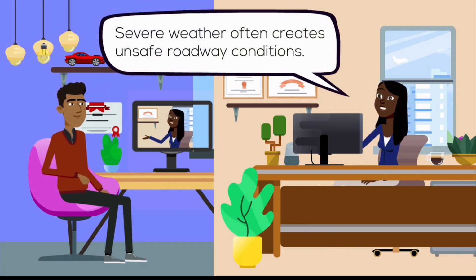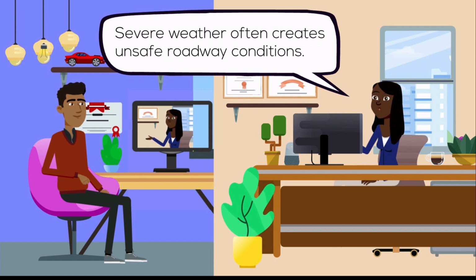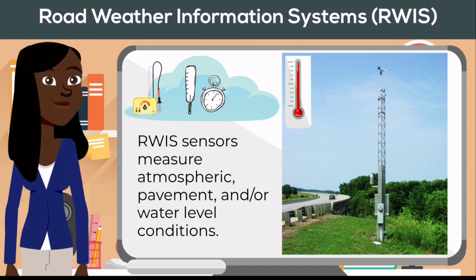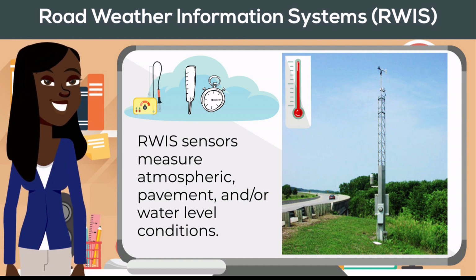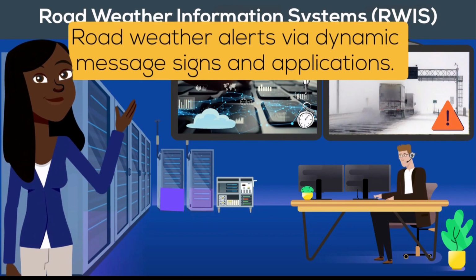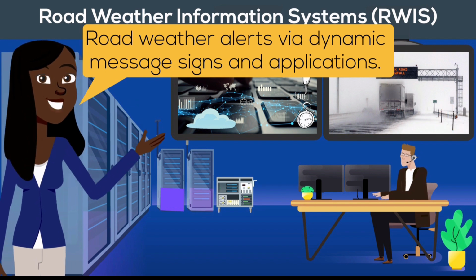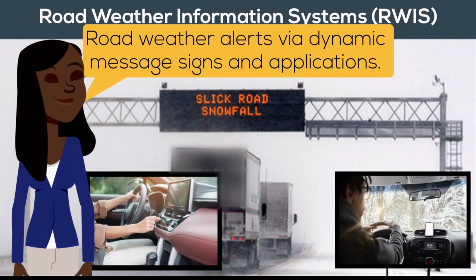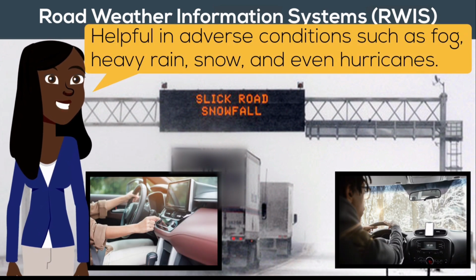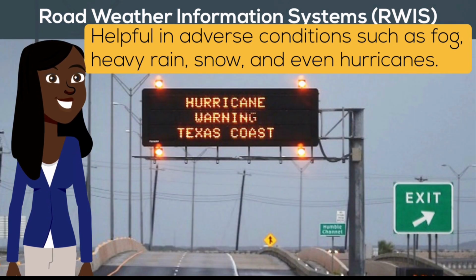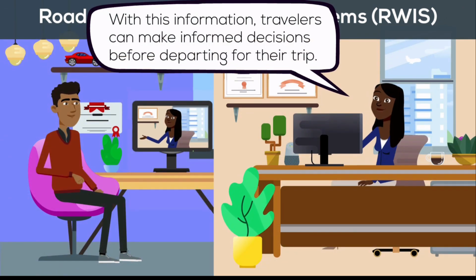Thank you. Another thing to consider is that severe weather often creates unsafe roadway conditions. Road weather information systems use sensors to measure atmospheric, pavement, and/or water level conditions. Transportation system managers then utilize road weather data to disseminate the information to travelers via dynamic message signs and applications integrated into vehicles. These systems are helpful in diverse conditions such as fog, heavy rain, snow, and even hurricanes.